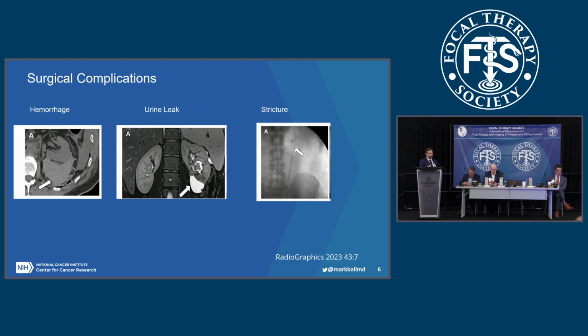Complications from surgery, we're all aware of. Hemorrhage is the most common, urine leak closely after, and injury to adjacent structures. This happens to be a UPJ stricture after a medial kind of hilar partial nephrectomy.